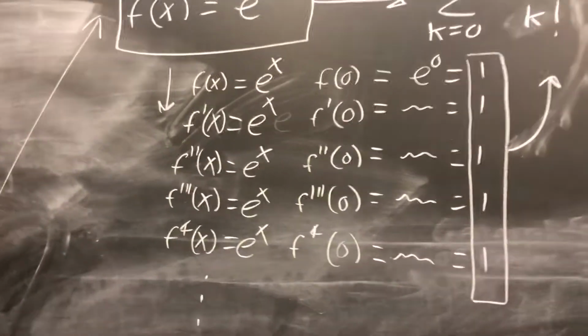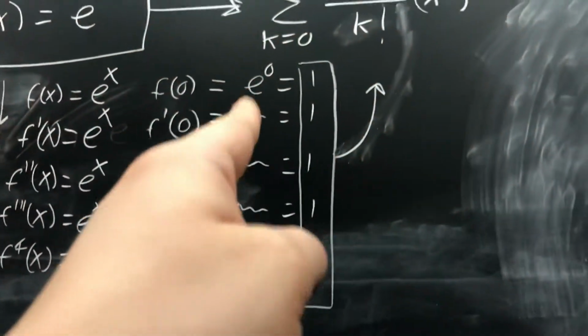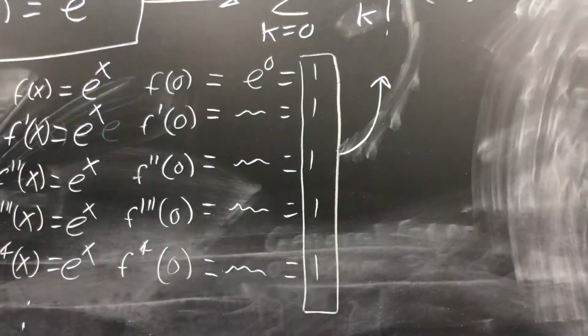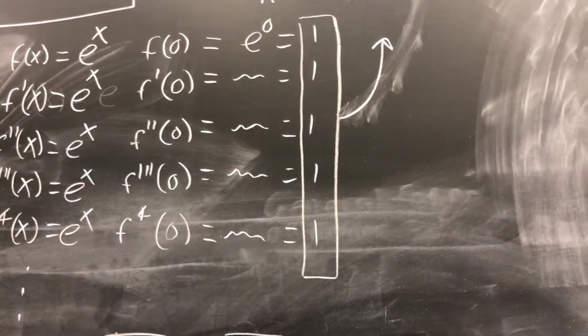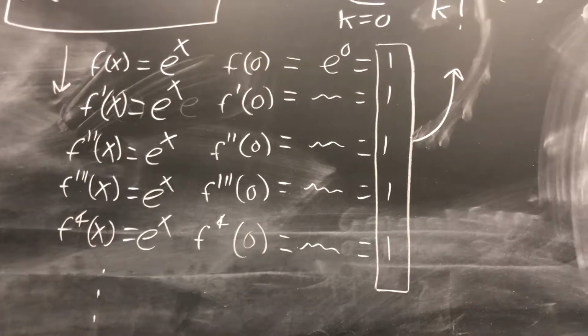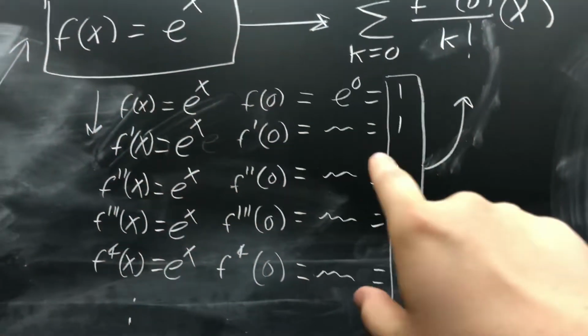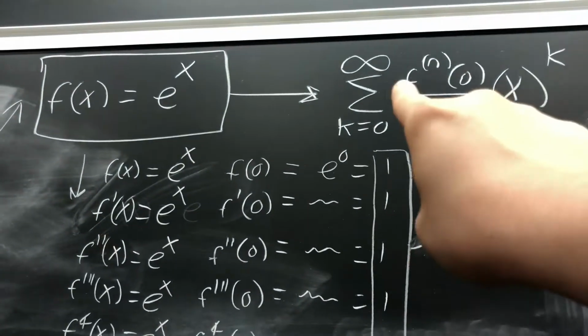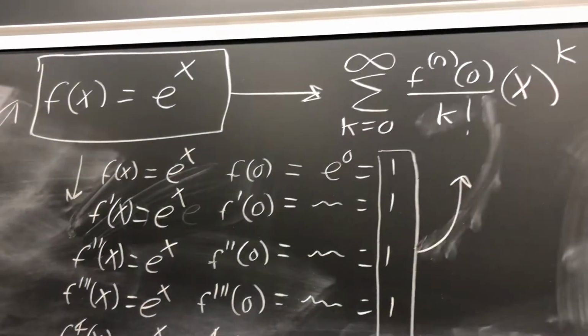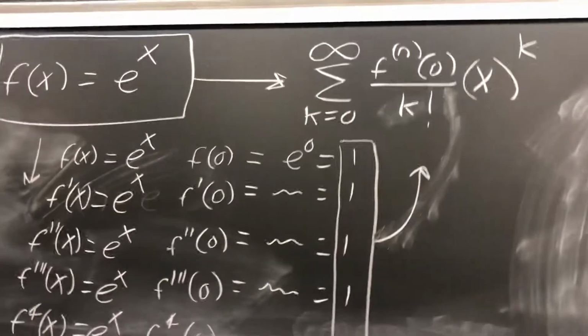So if we punch in 0 to e to the x an infinite number of times, you're just going to get 1, right? Anything to the 0 power is 1. Not anything, but almost everything to the 0 power is 1. So the fact that it's 1, we can replace the entire numerator with 1, right? So you're left with 1 over k factorial x to the k.